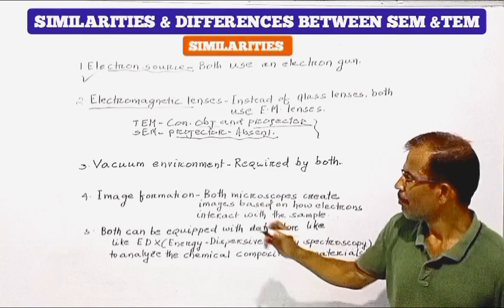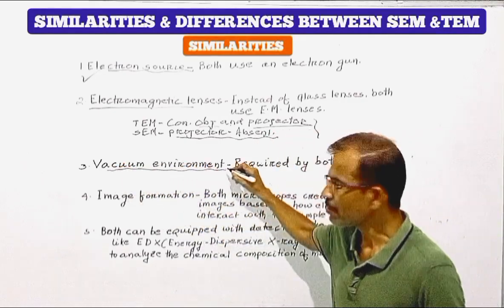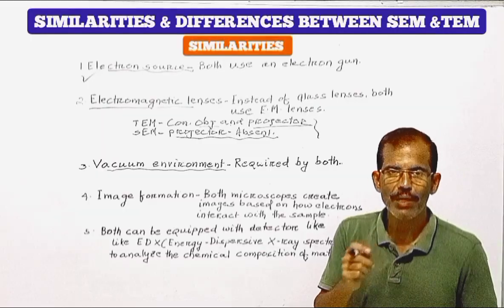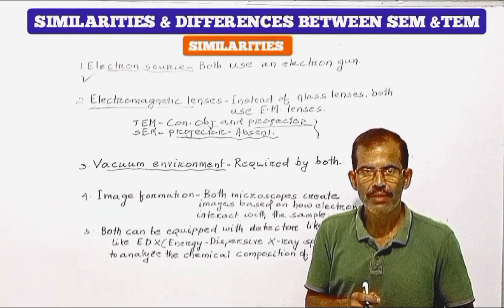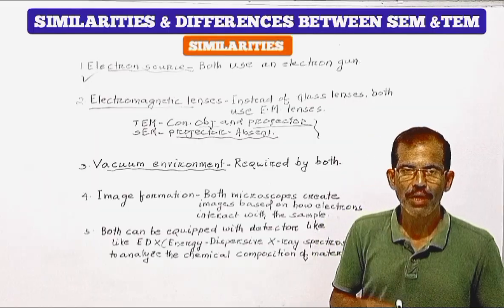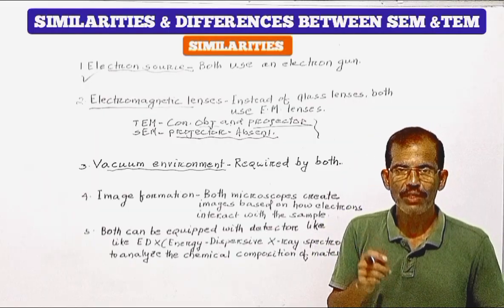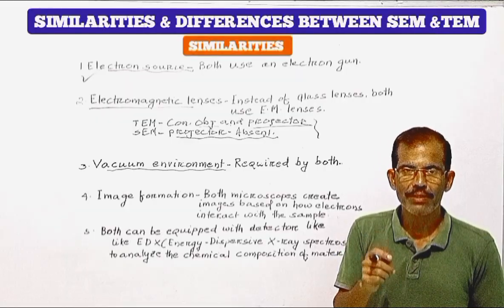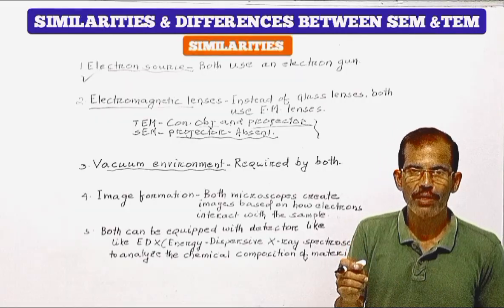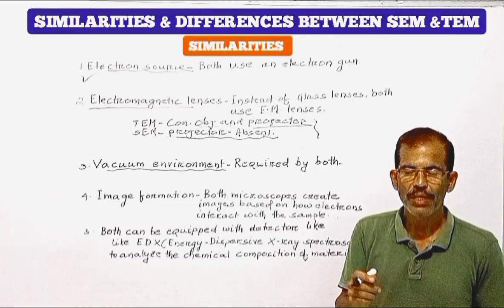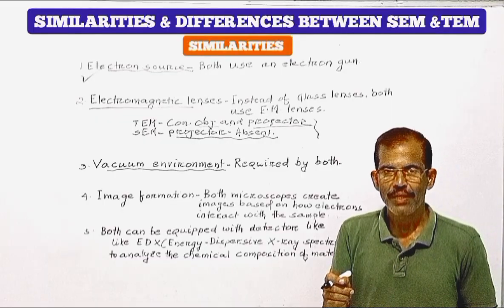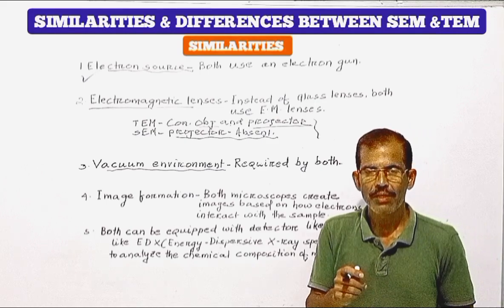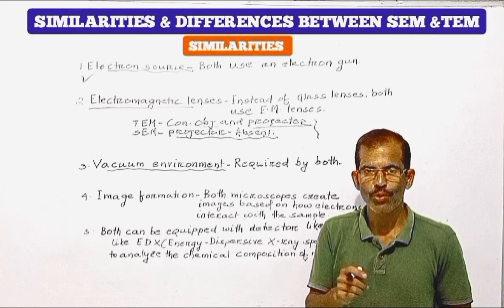Number three, vacuum environment. In both SEM and TEM, vacuum environment is essential. My question is, what will happen if vacuum is not maintained? In the absence of vacuum, electrons will collide with air molecules that will result in image distortions. In addition to this, there will be electrical discharge and arcing that will damage the electron source.